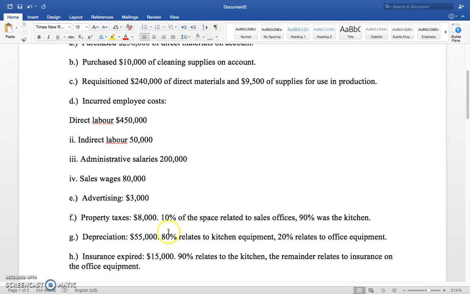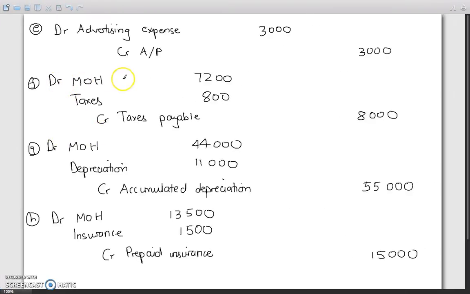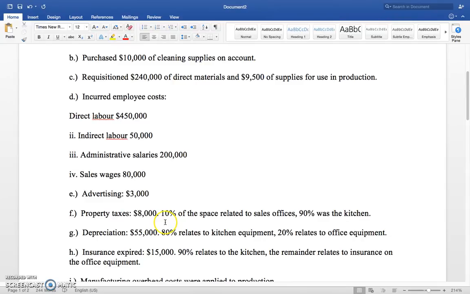So you want to find the percentage of 8,000 that goes into sales offices and the 90% that goes into the kitchen, and you want to treat them separately. So in part F over here you see debit MOH of 7,200 and then taxes is a separate expense of 800 and then you credit taxes payable. Okay, so moving on to part G, the same procedure.